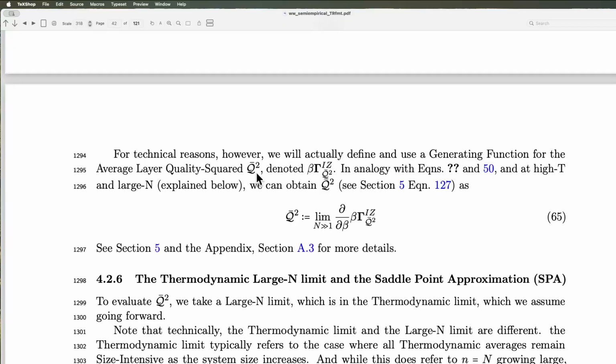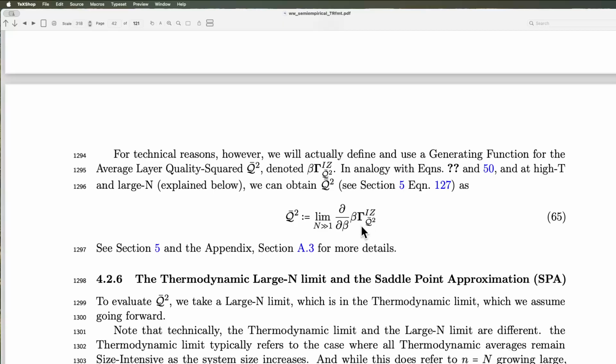So we're actually going to compute the layer quality squared, not the layer average, in analogy with equations 50 and whatever that's supposed to be. I don't know what it was. And at high temperature and at large N, we can obtain the layer quality squared, see section 5, as the limit as capital N gets larger, of the derivative with respect to beta, gamma, q. This is equation 65. I don't think 65 is quite right.